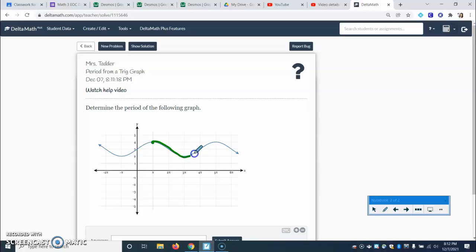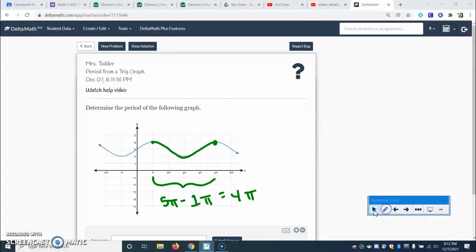If I can, I like to go from a maximum to a maximum or from a minimum to a minimum. But you can tell that I can basically take this same copy and just repeat that same pattern, and that's going to make the graph. So that is one wavelength. The distance between those two points is the period. Between 5 pi and 1 pi, 5 pi minus 1 pi is 4 pi. So the period of this particular graph is 4 pi.